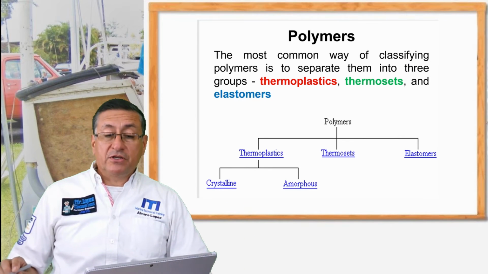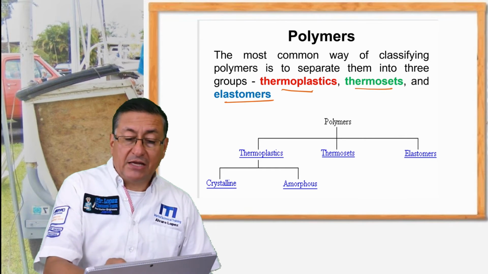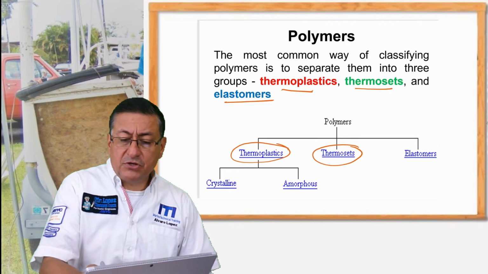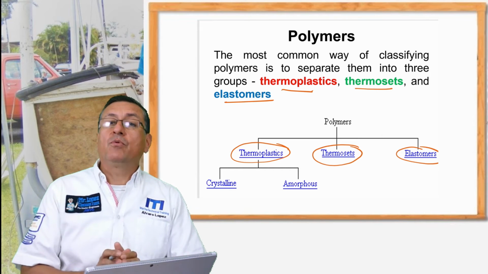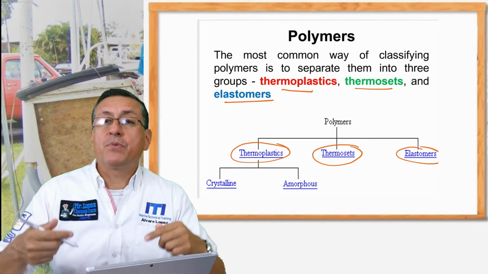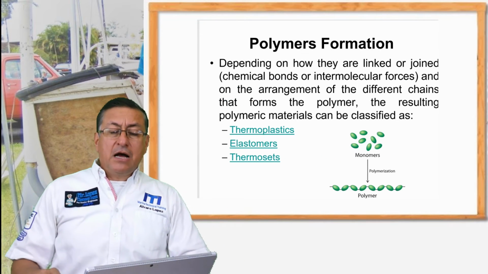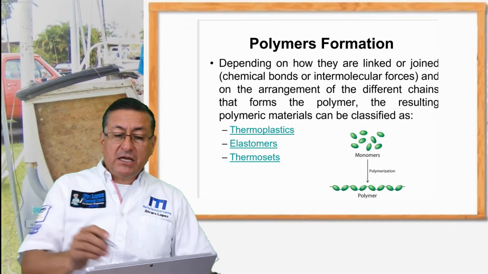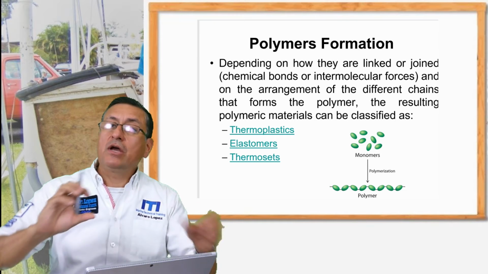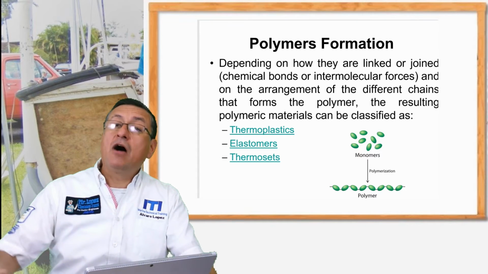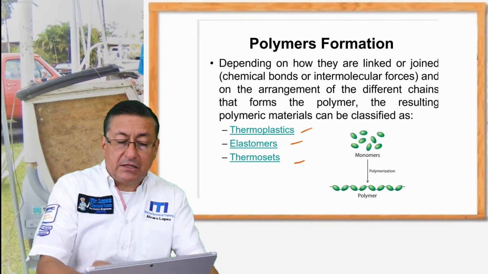Great division of polymers. The polymers are divided in thermoplastics, thermosets, and elastomers. Now we are going to analyze each group, and we are going to check where the marine products are located in those divisions. How are the polymers created? The polymers are created depending on how they are linked together, how is the chemical bonding, and how is the arrangement between the monomers. And they are classified in thermoplastics, elastomers, and thermosets.